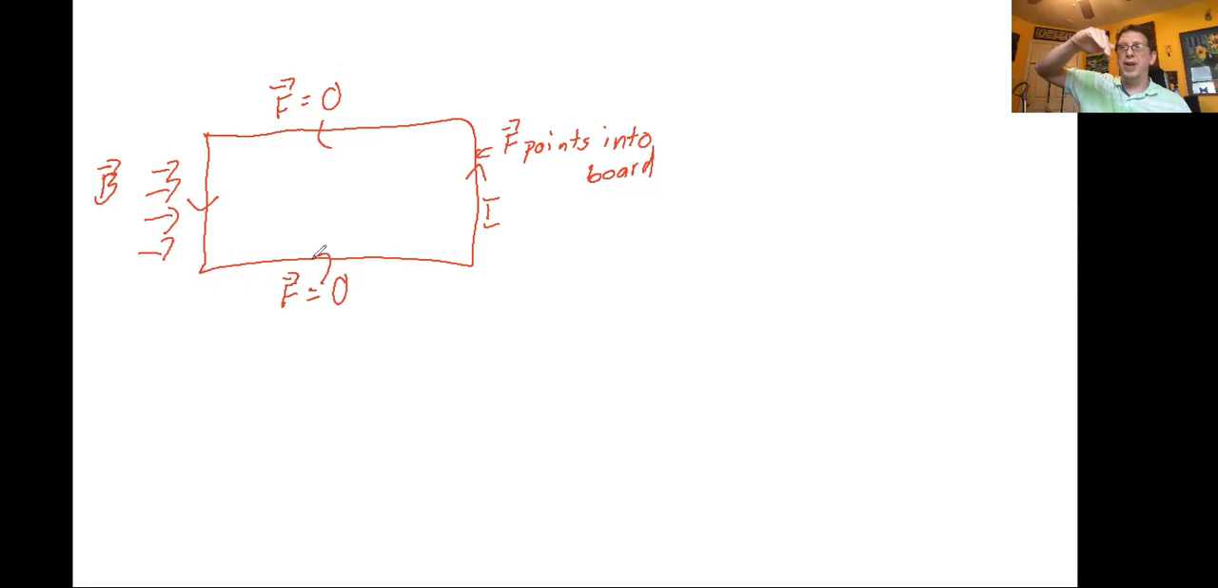But then you have on the bottom, pointing to the right, and so the thumb points out of the board. So on this side, F points out of the board. So this is the overhead view.